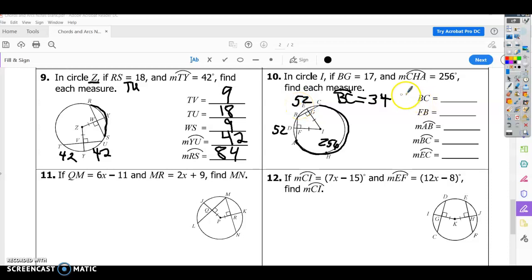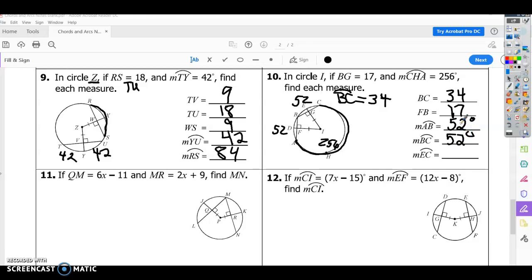All right, let's see what it asks. BC, so BC, we already said the arc BC is 34, so the line BC would be 34 as well. All right, so FB is half of the arc measure, so it would be the same as BG, so it would be 17. And then we have the measure of arc AB. The measure of arc AB would be 52. And then the measure of BC is also 52.